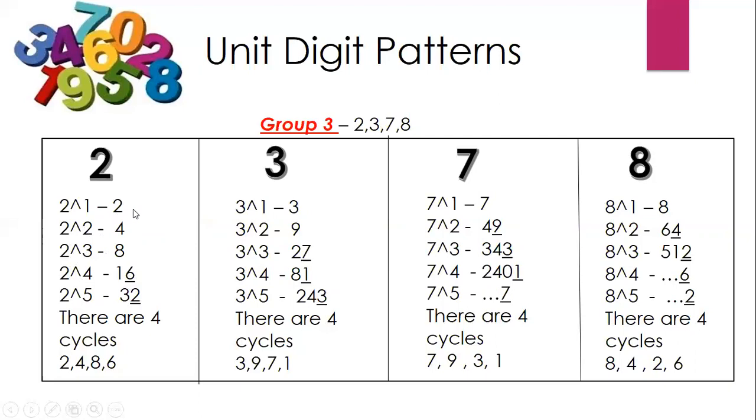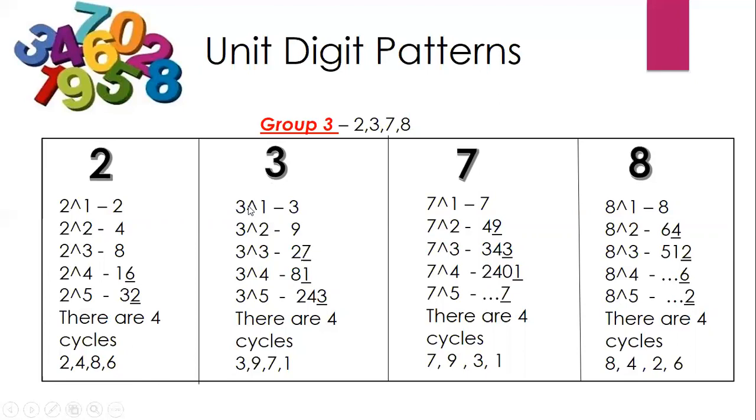So we can clearly see that 2 power 1 is 2, and 2 power 5 also has unit digit 2. So we have 4 cycles. There are only 4 different values of unit digit we can get under powers of 2: 2, 4, 8, 6, 2, 4, 8, 6, 2, 4, 8, 6. Like this, the pattern continues.